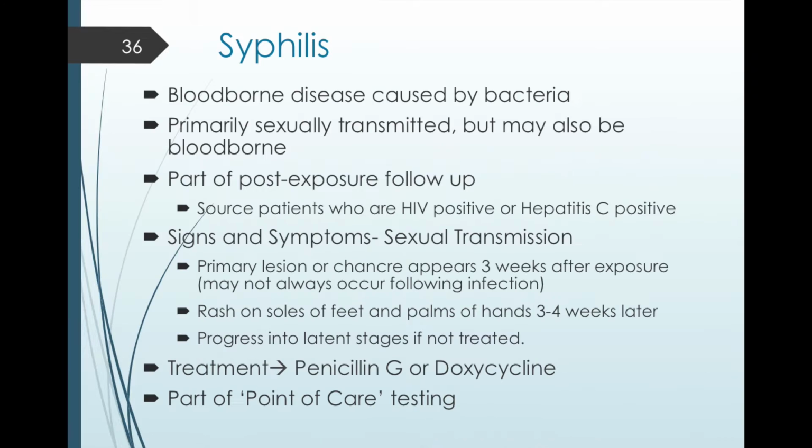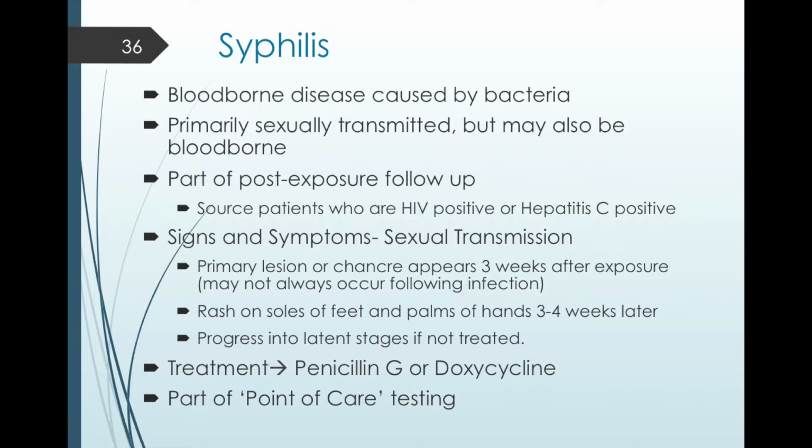Next is syphilis. Generally, we know syphilis as a sexually transmitted disease or illness, but it is grouped under bloodborne pathogens because it's also a bloodborne disease caused by bacteria. Primarily, it is transmitted by sexual contact, but it can also be bloodborne contact as well. It is a routine part of the post-exposure follow-up, especially with patients who are HIV positive and hepatitis C positive.